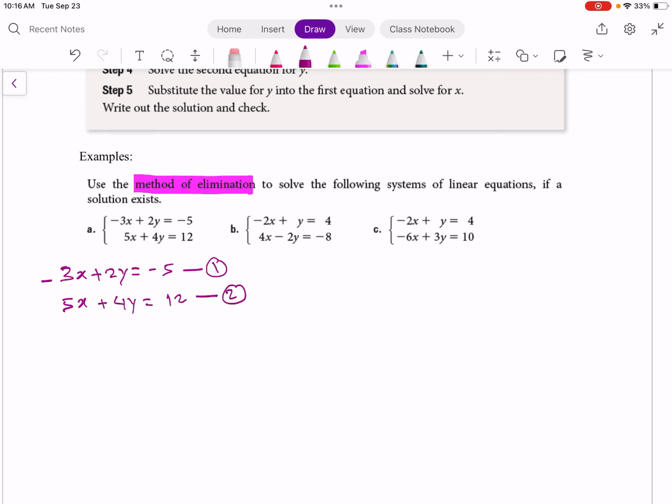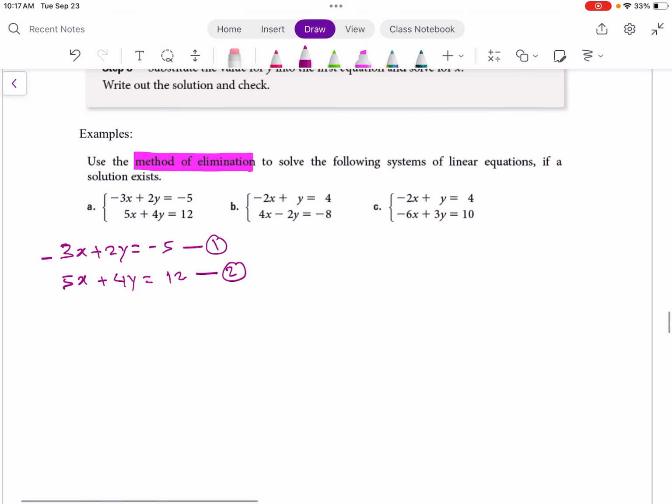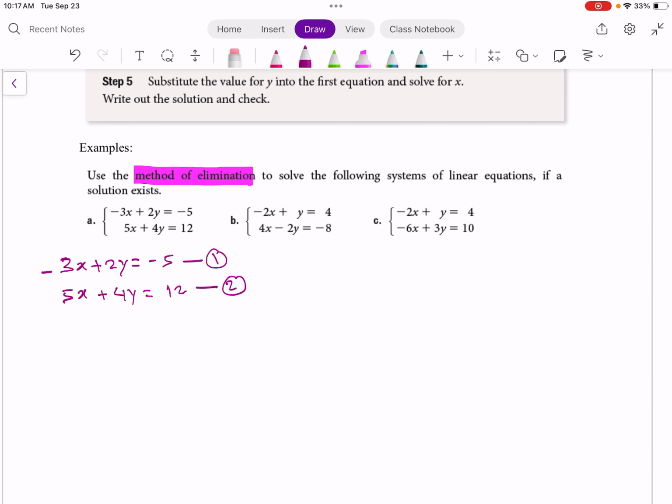So we have two equations, okay. It means we have a system of linear equations. If you take equation 1 by itself, it is simply a linear equation. Now if you take equations 1 and 2 together, it's a system of linear equations. Now our target is finding a solution for this system of linear equations using the method of elimination.